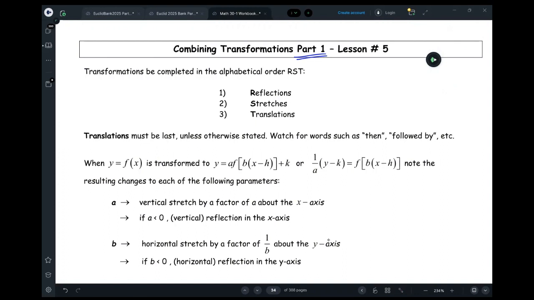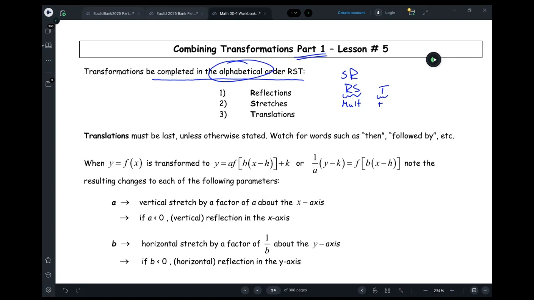Now, they should be completed in alphabetical order, RST: reflection, stretches, translations. Well, alphabetical isn't really the important thing here. What we need is reflections and stretches to come first because this is the result of multiplication. And then we need translations to come later because this is the result of addition and subtraction. So really, what we're talking about here is order of operations. And in fact, it doesn't even matter whether you do stretches or reflections first, because order doesn't matter for multiplication. It's just as long as those things come first when you perform them.